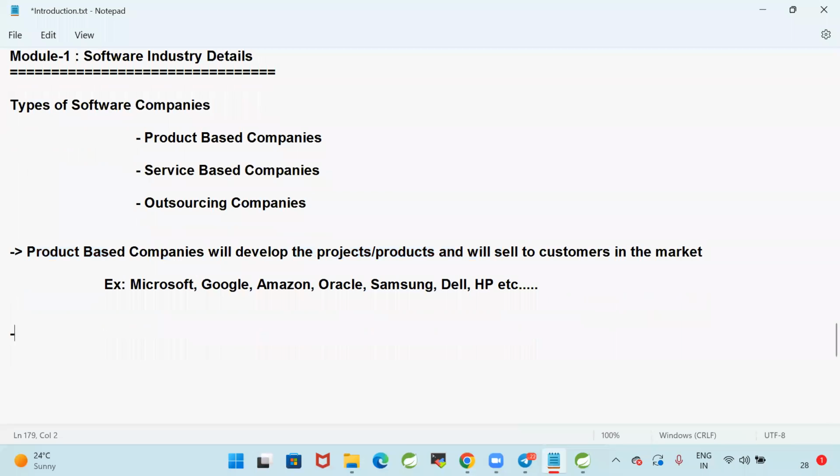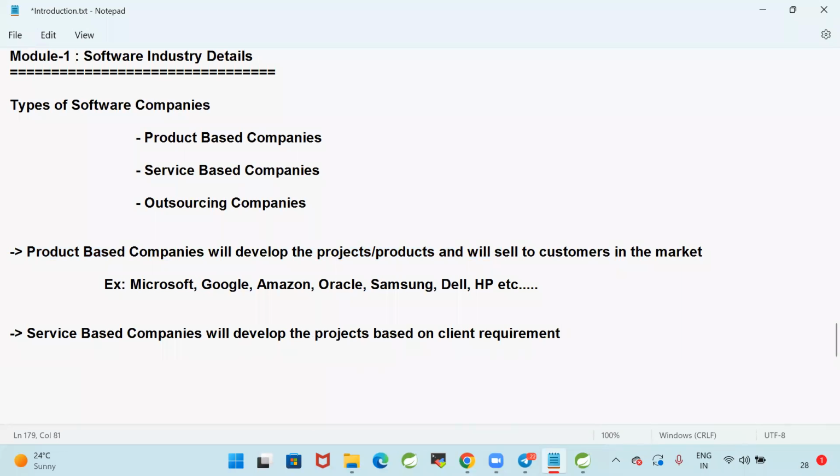Okay. And the next one, what is service-based companies? Service-based companies will develop the projects based on client requirement. Suppose you want to start one hotel. For your hotel, you need one mobile application, one web application, one billing software. So you have some requirement. Based on your requirement, companies will develop the projects. So service-based companies will develop the projects based on client requirement.